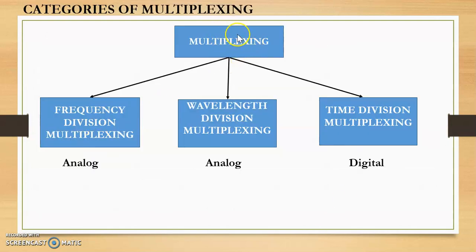So there are three methods in multiplexing, that is frequency division multiplexing, wavelength division multiplexing and time division multiplexing. So in this video we will study frequency division multiplexing and wavelength division multiplexing. So first let us study frequency division multiplexing.